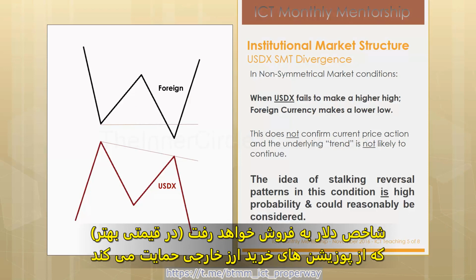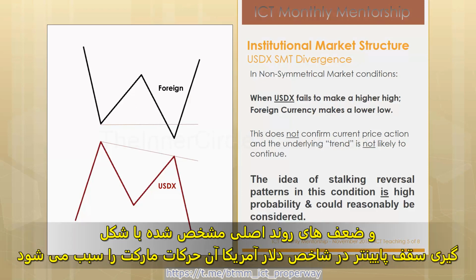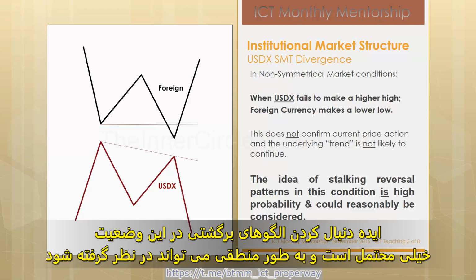The dollar index will sell off, which would support foreign currency long positions, and the underlying weakness indicated with the US dollar index making a lower high fuels those market moves. The idea of stalking reversal patterns in this condition is high probability and could reasonably be considered.